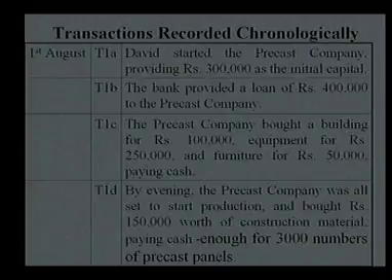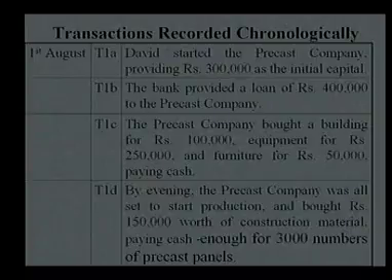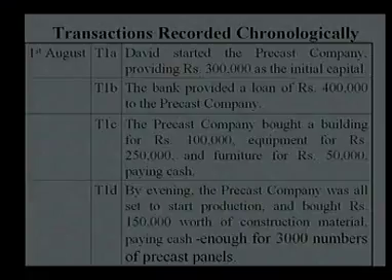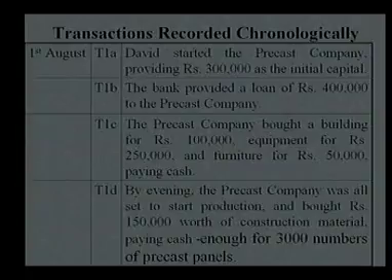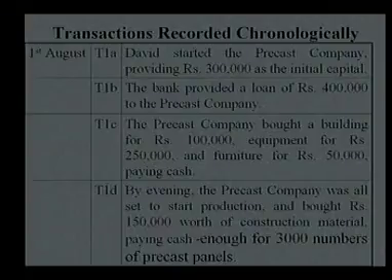We will see some more transactions, but I hope by now you must have copied all the 4 transactions given to you. Just to summarize, capital of 300,000 provided by David, bank loan of rupees 400,000. The company bought a building for rupees 100,000, equipment for rupees 250,000. The company purchased furniture for rupees 50,000, and the Precast Company also purchased construction materials worth rupees 150,000, paying cash, and this material is enough to produce 3,000 precast panels.